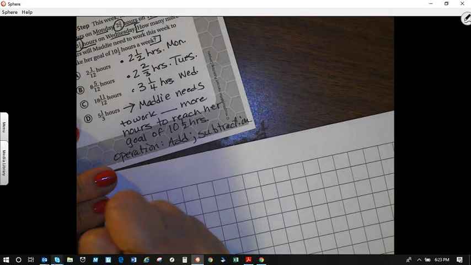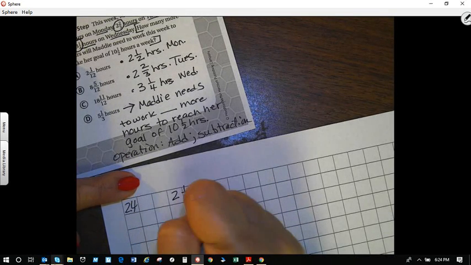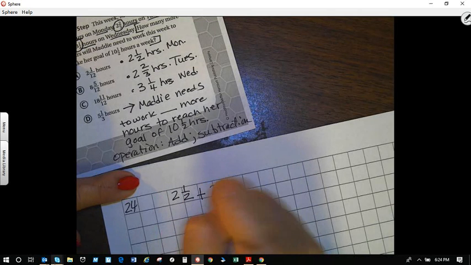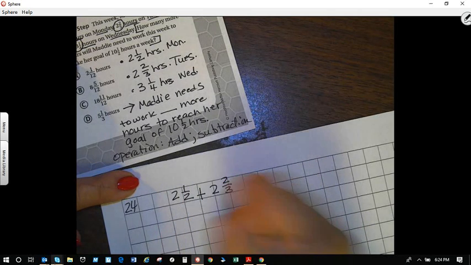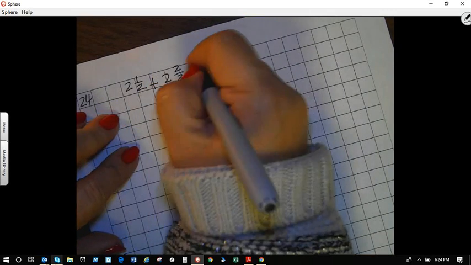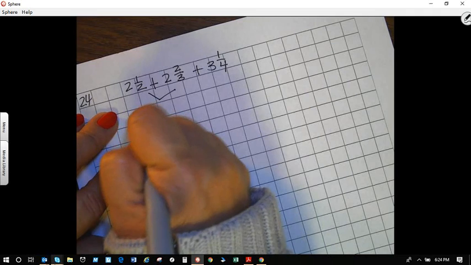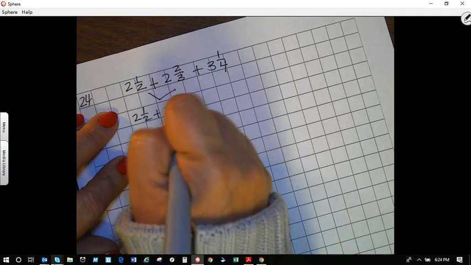So, I'm adding, this is number 24. I need to add 2 1/2 plus 2 2/3 plus 3 1/4. Okay. Well, instead of doing all three, and some of you are saying, oh, I can do it. Well, yeah, you can. But right now, let's just go one step at a time. I'm going to take my first 2. So I'm going to add 2 1/2 plus 2 2/3.